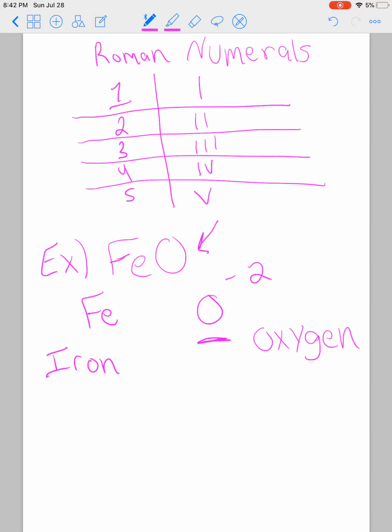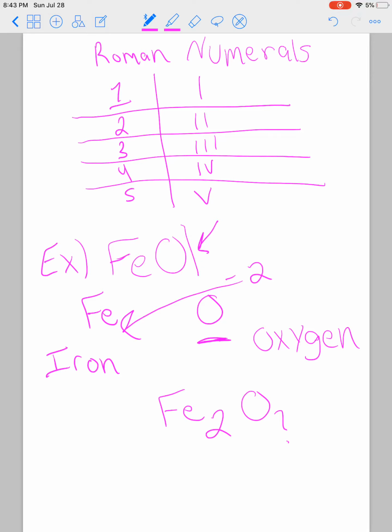So if you were to write this formula yourself, the 2 would transfer down to here. So it'd be Fe2O, and then whatever iron's charge was. We don't know what that is just yet. So how can I figure that out?